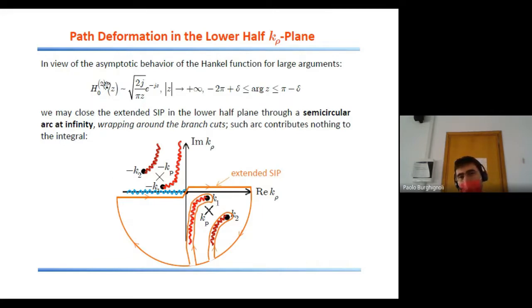Now, because of the asymptotic behavior of the Hankel function that we derived last week, at infinity the Hankel function in the lower half plane decays exponentially, so the contribution of the half circle at infinity is negligible. And what we get, in the end, is that our original integral along the real axis can be equivalently represented in terms of the integrals around the branch cuts, plus the contribution of the pole singularity, which is the contribution of the residue at the Sommerfeld pole here, which is contained inside this closed contour. And so therefore we may apply the residue theorem.